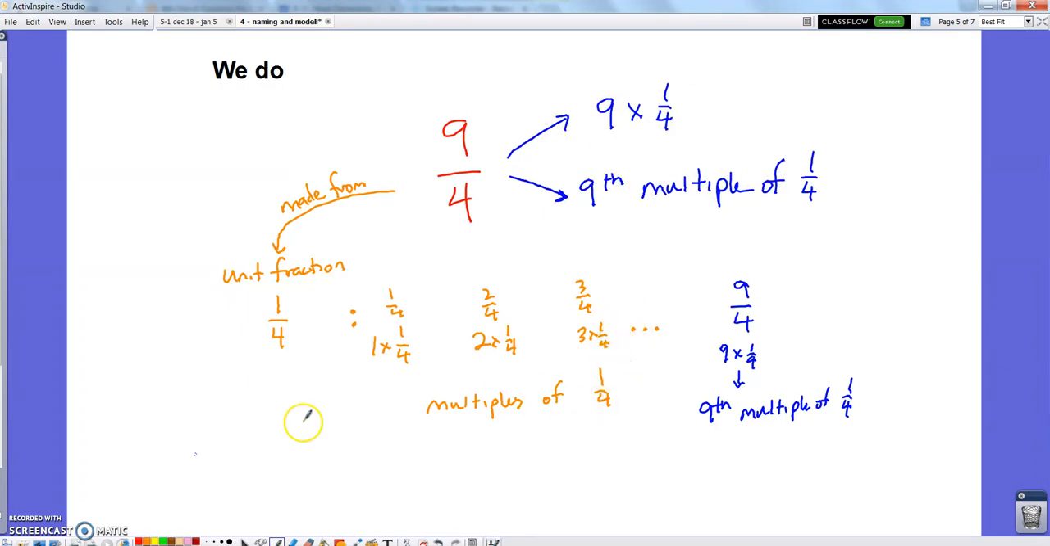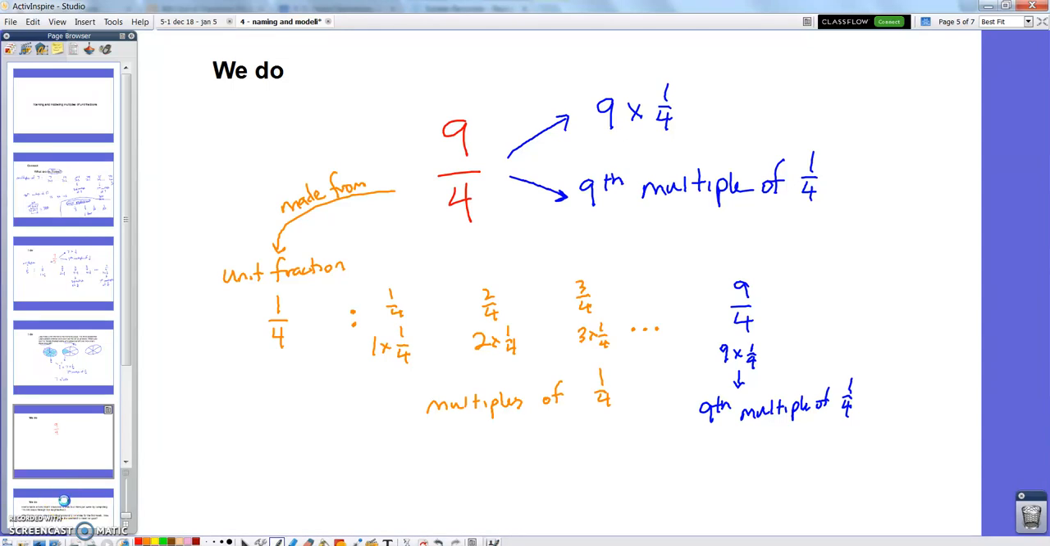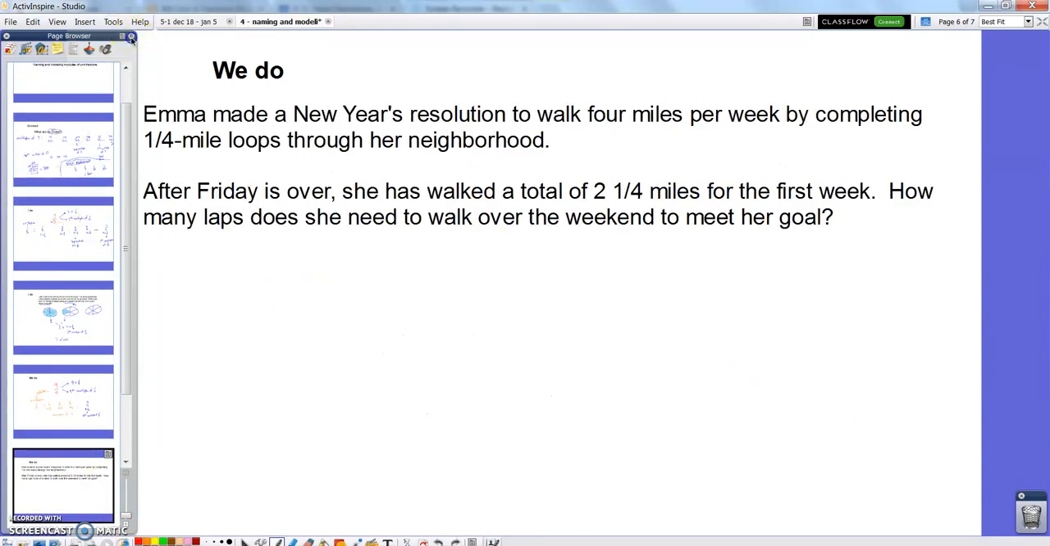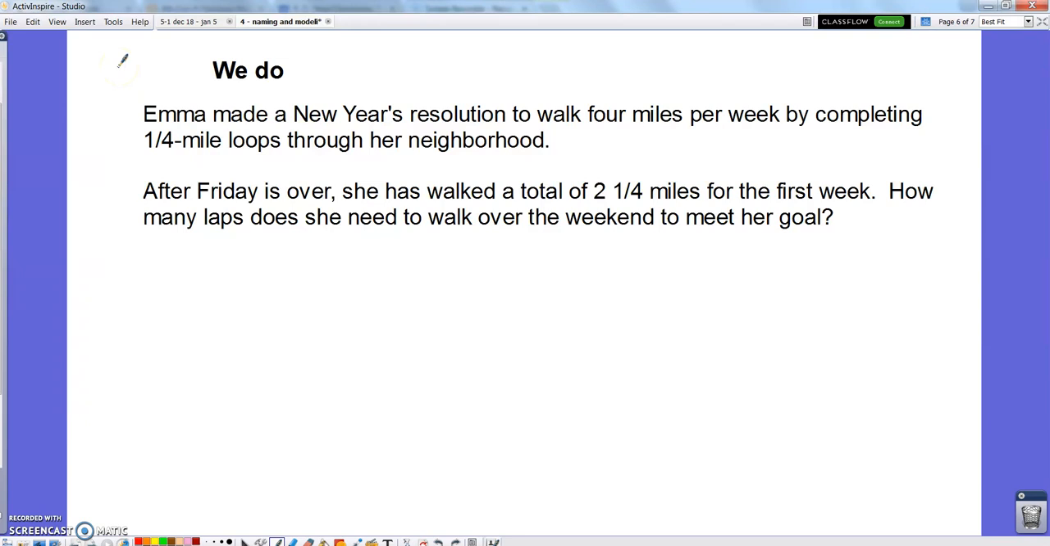Okay? Let's do a question that involves this skill. So if you want to go ahead and pause and write down the question, and then you can either work it on your own, or you can unpause and work it along with me, but go ahead and at least pause and write the question down in your book. All right, so Emma made a New Year's resolution to walk 4 miles per week by completing 1/4 mile loops through her neighborhood. After Friday's over, she's walked a total of 2 1/4 miles for the first week. How many laps does she need to walk over the weekend to meet her goal?